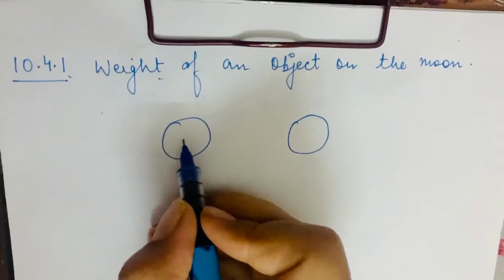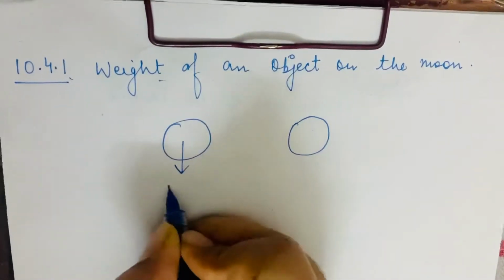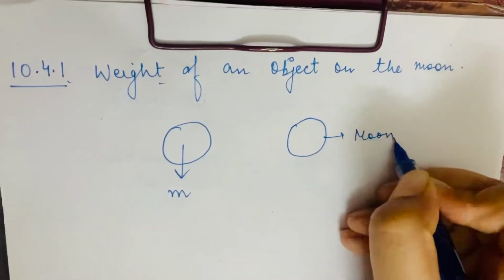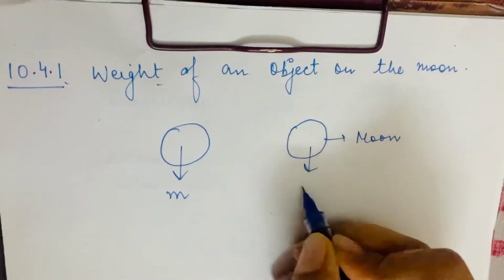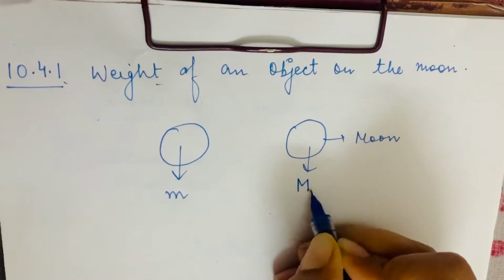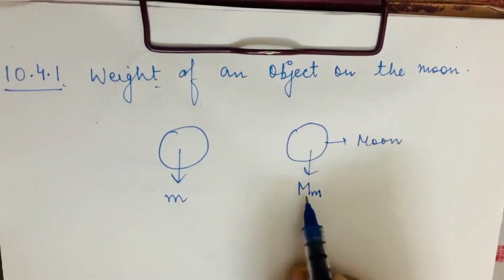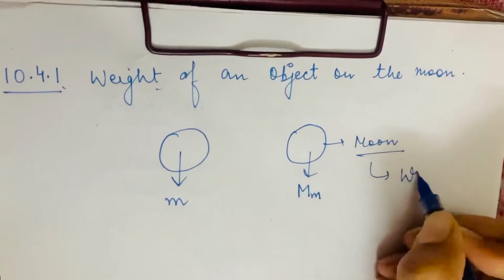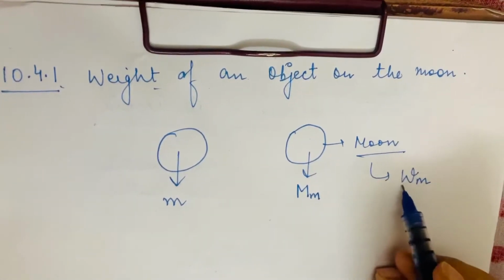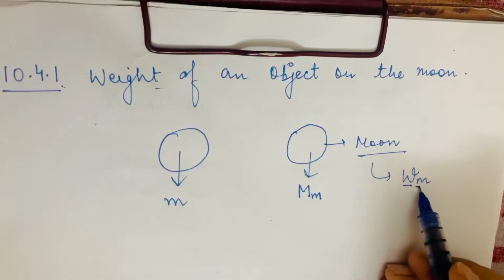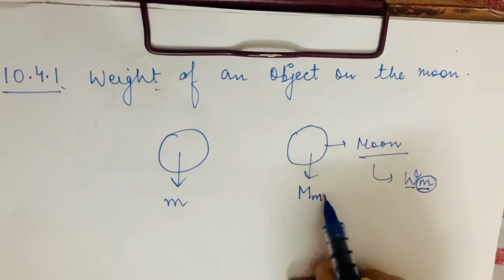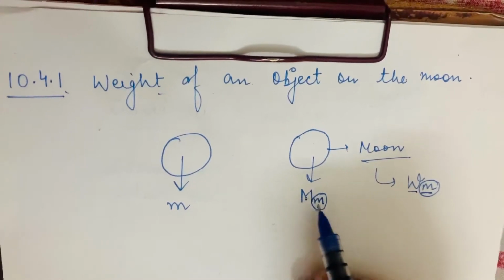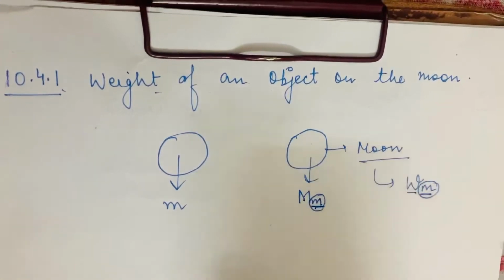The mass of that object I have taken here as small m, and let us say this is the moon, whose mass I have taken as capital M, and the weight of the moon I have taken as Wm, where this W stands for weight and this small m stands for moon. Similarly here also Mm, capital M stands for mass, here it means moon.